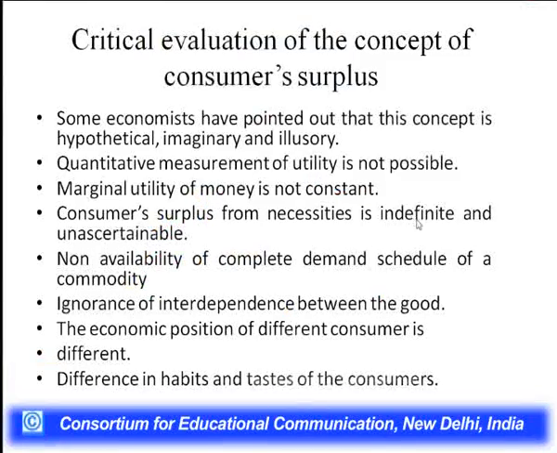Then consumer surplus from necessities is indefinite and unascertainable. You know, necessities are those commodities without which we cannot survive. If we are thirsty, then we are willing to give as much money as we have for a glass of water, because that is necessary for our life. In that case, the consumer surplus will be indefinite, and it will be very difficult to measure it. Then there is a non-availability of a complete demand schedule of a commodity.